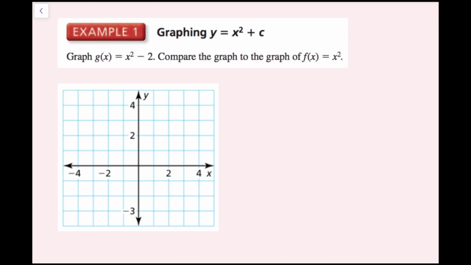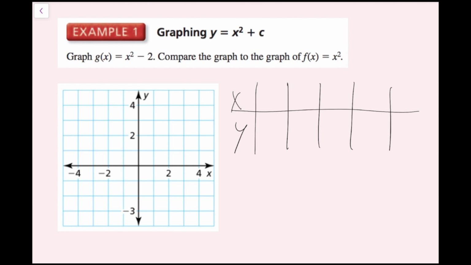For this example, we're going to graph g of x equals x squared minus 2 and then compare to the graph of f of x equals x squared, the parent function. Whenever we're graphing, we should make a table of values. So I'm going to have my table here, x and y. And remember, I always want my vertex in the middle of my table. So I'm going to make my values at least 5 and more if I can fit more.